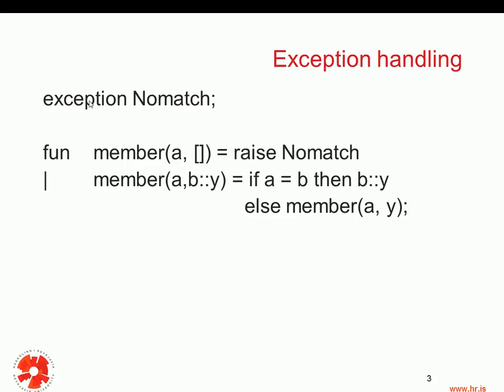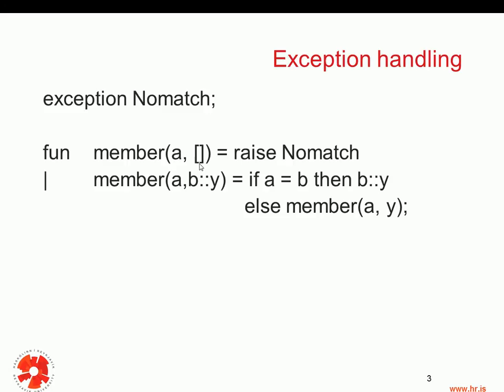So how would we do this? Well, we can use the name no match here for our exception. So we're basically declaring an exception here, exception no match, and then in our function, once again we're using cases and patterns in this implementation. So the base case is when we have the element A and the empty list. Remember, what we have here is actually a tuple. The argument to the member function is supposed to be a two-tuple or a pair, where the first element of the pair is the element that we're looking for in the list, and the second one is the list itself.